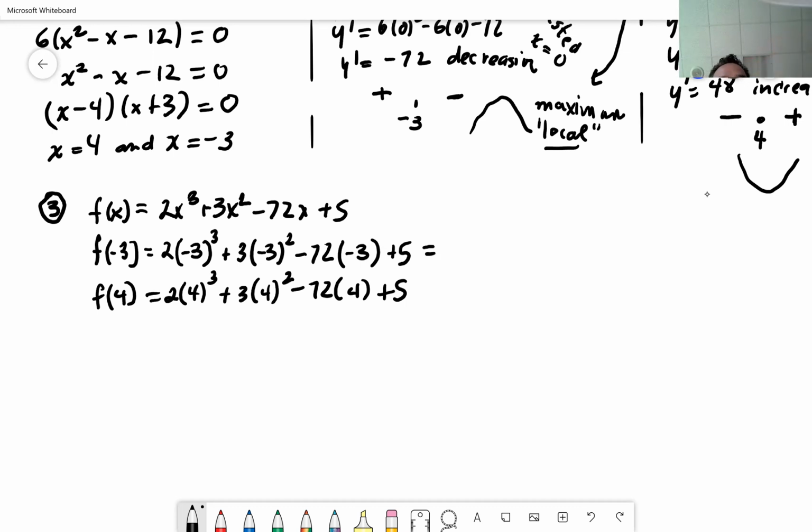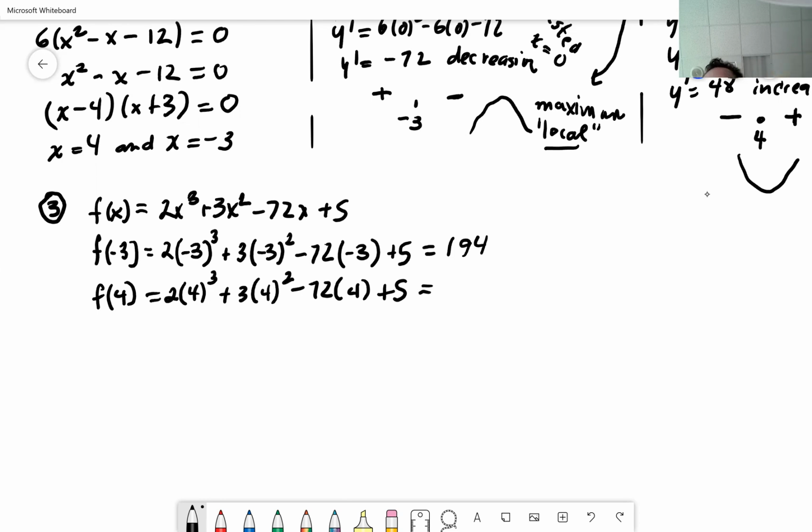So let me go ahead and do this with a calculator. Negative 3 to the third, that's negative 27 times 2. Be careful. So that's negative 54. Negative 3 squared, that's 9. Positive 9 times 3, so plus 27. Plus, well, negative times negative is positive, 72 times 3. And then I'm going to go ahead and add a 5. And I'm getting 194. That's an awful value. Whatever. It is what it is.